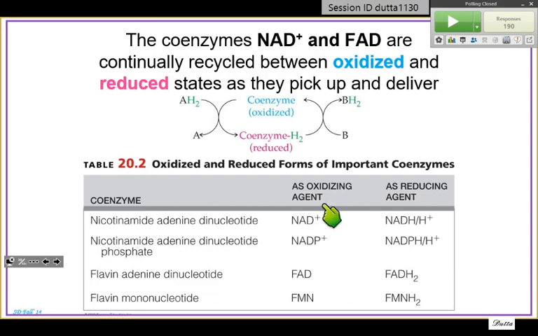You do not have to know all the detailed names. But NAD plus is called nicotinamide adenine dinucleotide, and this is the oxidized form. These are the reduced forms. Again, it could be confusing on the homework. Whenever you see hydrogens there, that is the reduced form. Whenever you see it without hydrogen, that is the oxidized form. So if something is reduced, something else is being oxidized.